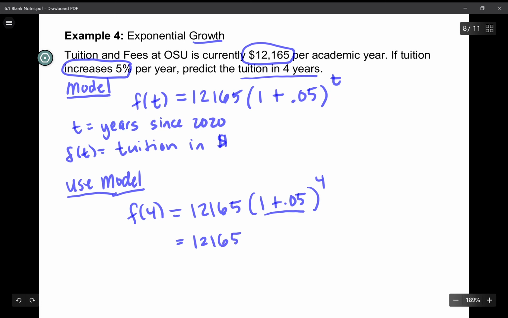12,165 times 1.05 to the 4th power. Now remember your order of operations when you're computing these. We work in the parentheses first. That was PEMDAS. Next is your exponent, so you have to compute the 1.05 to the 4th first. And do not round at all. Do not round. If you round, you will lose a lot.